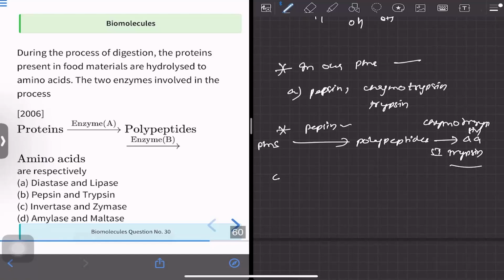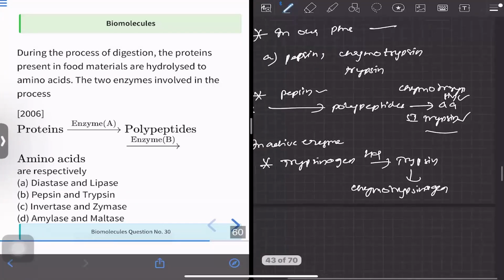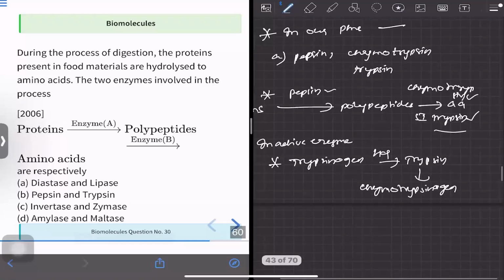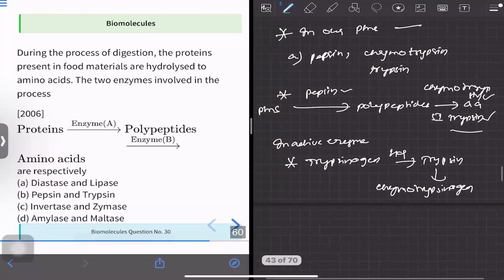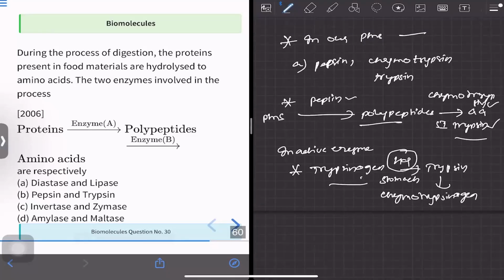See, trypsin and chymotrypsin are inactive enzymes. They need to be activated. So trypsin is activated from trypsinogen with the help of HCl, and it converts into trypsin. Trypsin then activates chymotrypsin from chymotrypsinogen. So these two inactive enzymes need to be activated with the help of hydrogen chloride, which is the acidic pH maintained by the stomach. They need to be activated, and only then can they convert polypeptides into amino acids.